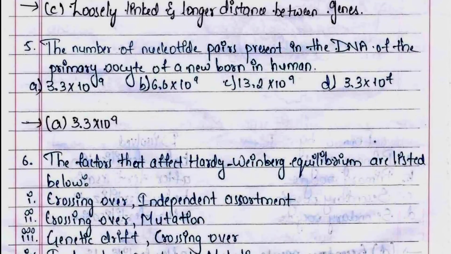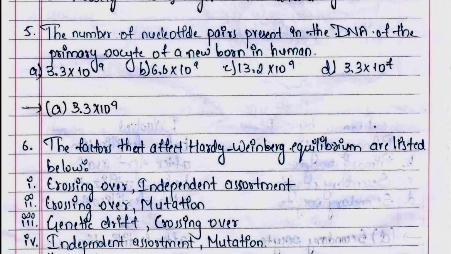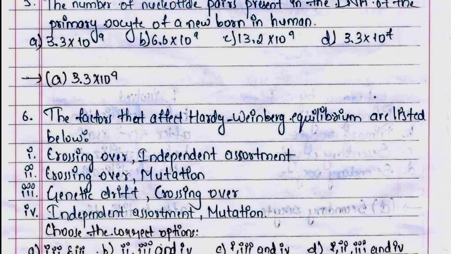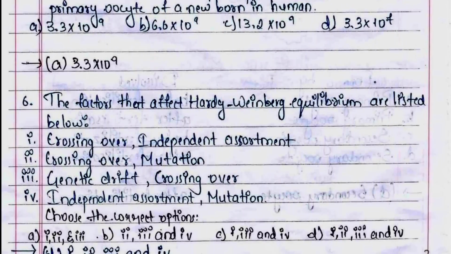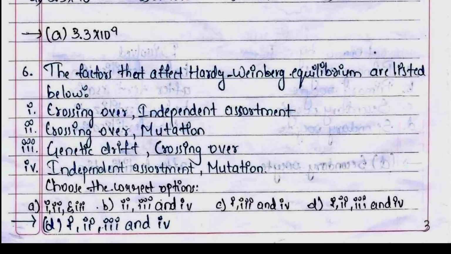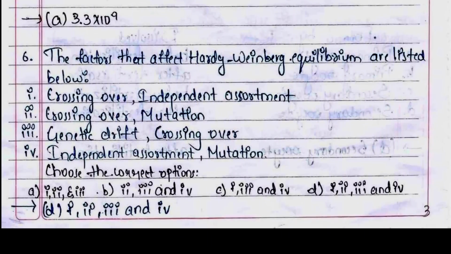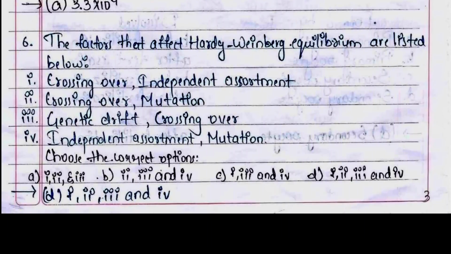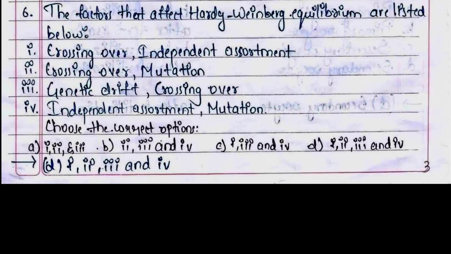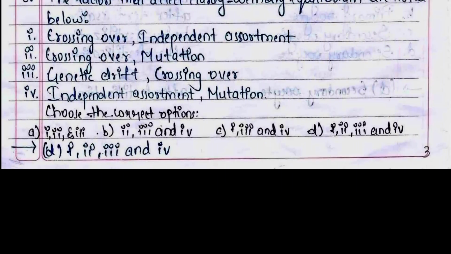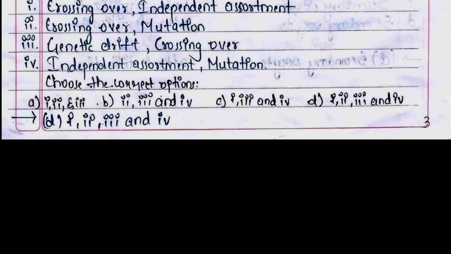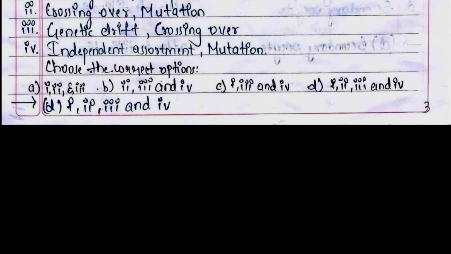Sixth, the factors that affect Hardy-Weinberg equilibrium are listed below. First, crossing over, independent assortment. Second, crossing over, mutation. Third, genetic drift, crossing over. Fourth, independent assortment, mutation. Choose the correct option. A. First, second and third. B. Second, third and fourth. C. First, third and fourth. D. First, second, third and fourth. The answer is D, first, second, third and fourth.